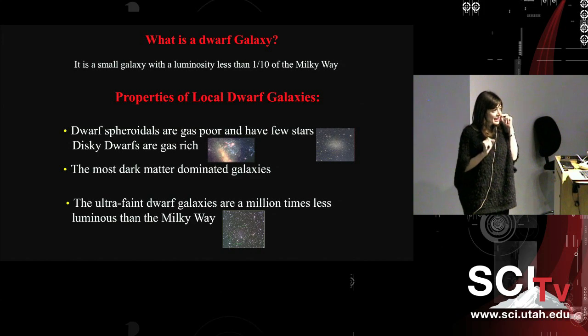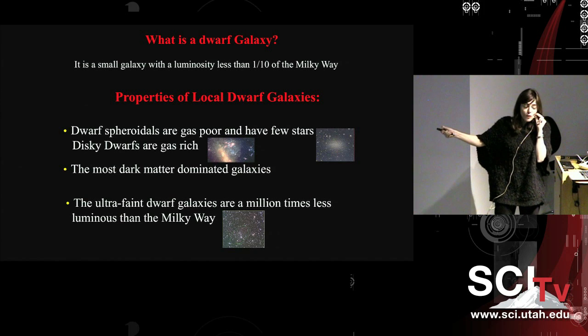These dwarf spheroidal galaxies are interesting because they have such old stars that they contain the information of the universe in the early phases. That's why we are so interested in these dwarf spheroidal galaxies. And they are the ones who are usually closer to the Milky Way.